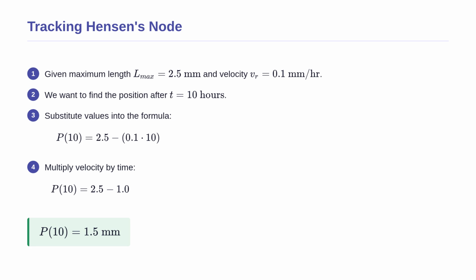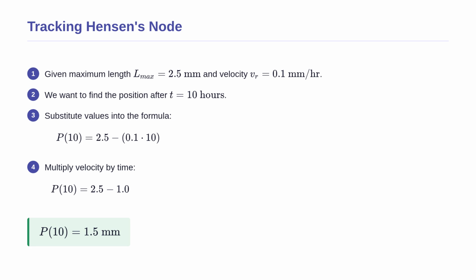We choose our regression formula because it accounts for a starting position and a backward rate of change. We substitute 2.5 for L max, 0.1 for the velocity, and 10 for the time. First, we multiply 0.1 by 10 to get 1.0. Then, we subtract 1.0 from 2.5. The final answer is 1.5 millimeters.